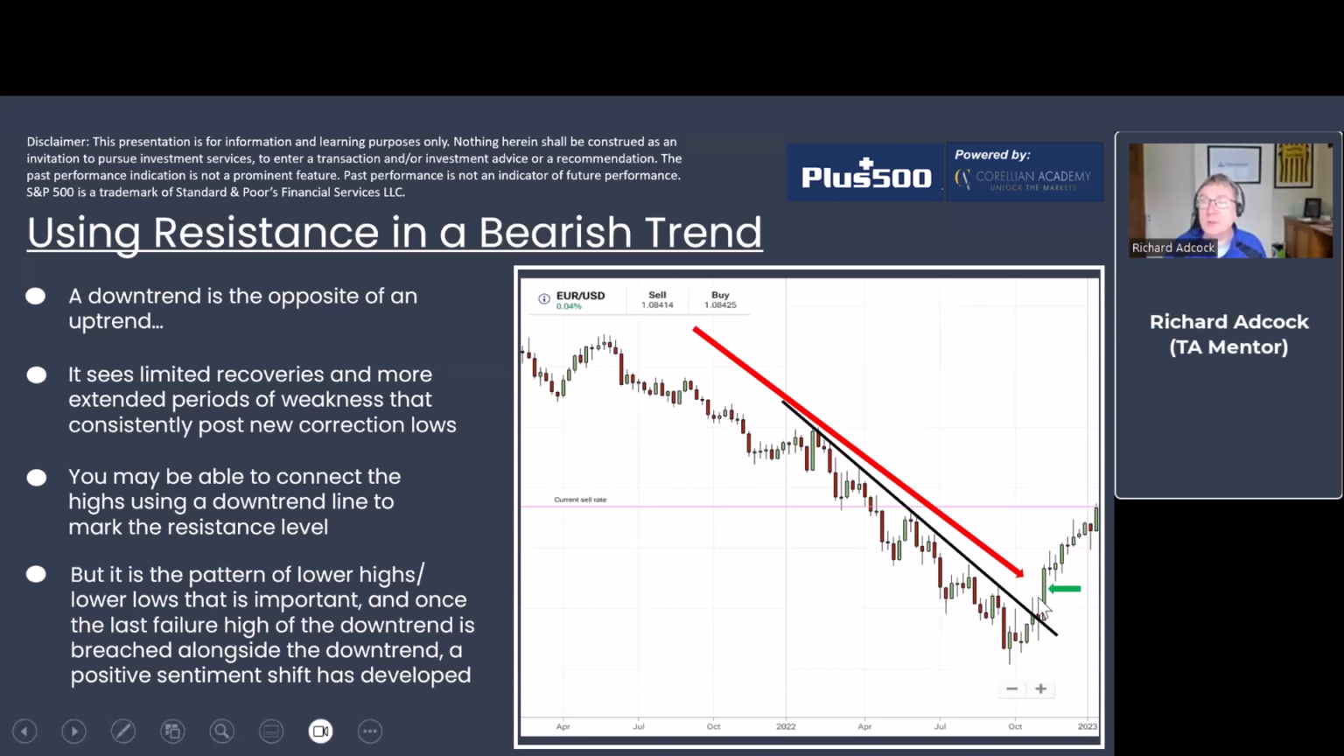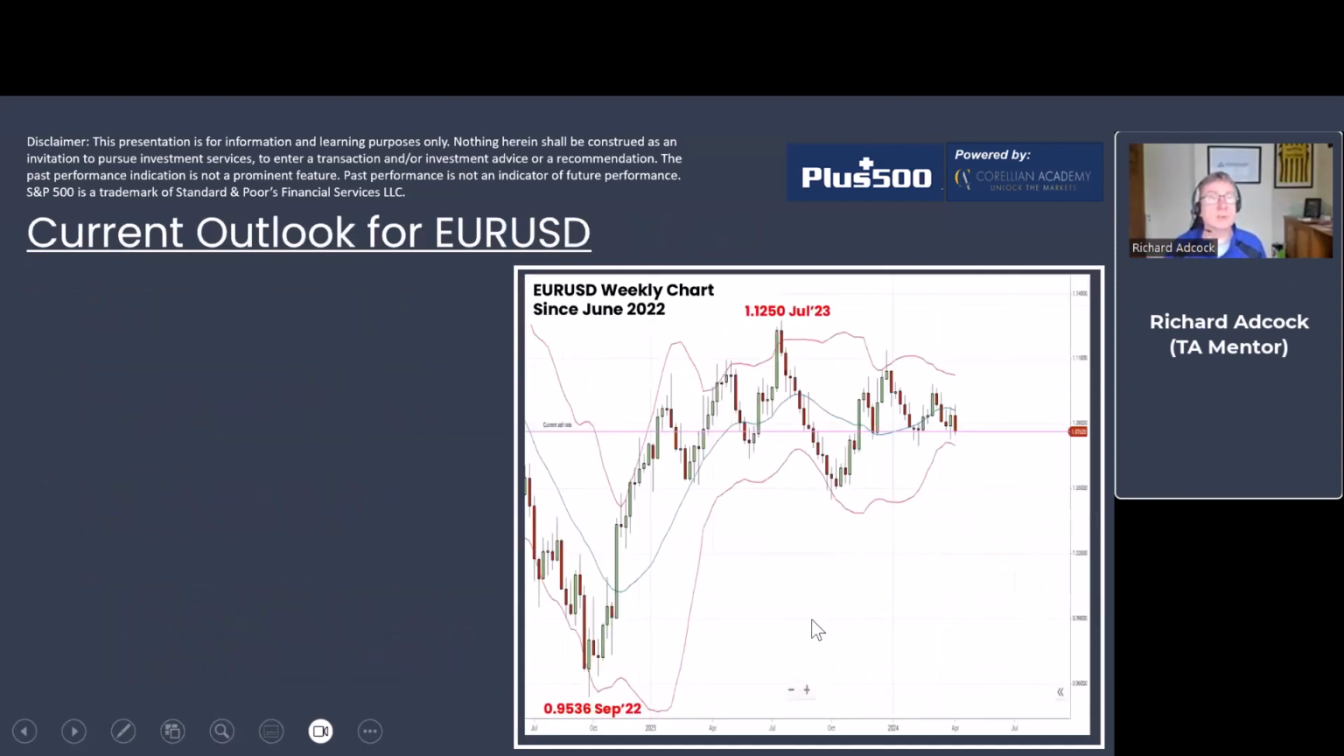Now, once we start to see positive sentiment beginning to materialize, we may break the downtrend. But once we start to see the last failure high also give way, then that reflects a more significant sentiment shift back to the upside to reverse what has been a bearish trend and obviously an opportunity to be short of the market. So any break of a previous high or downtrend is a warning signal that we may well start to see a more sustained upside move.